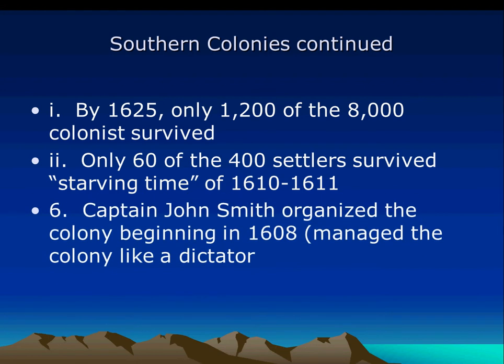Captain John Smith is going to take over the settlement in 1608, and he runs it like a dictator and tells people that they have to work or they won't eat.